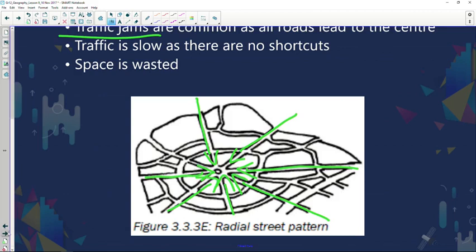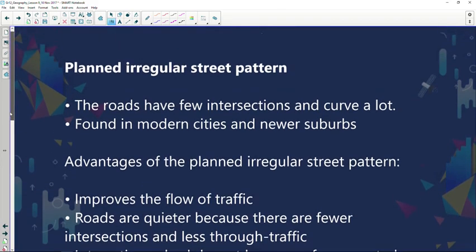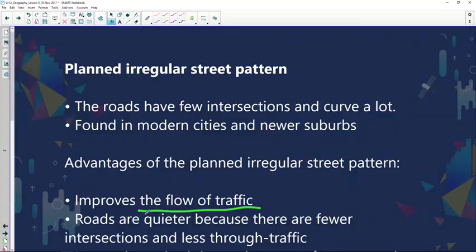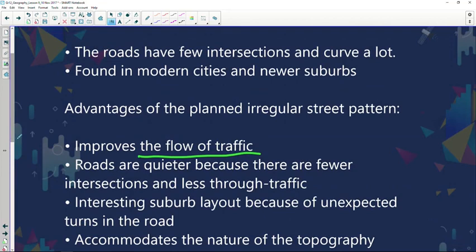Our next street pattern is a planned irregular street pattern. Now there's very few intersections and it curves a lot. Now the reason why people tend to use this pattern is when the gradient is not that gentle, when it's quite mountainous or it's up a slope. The advantages of it, now many modern cities that develop use this pattern. It improves the flow of traffic. The roads are quieter because there's fewer intersections. And it makes it interesting to travel.